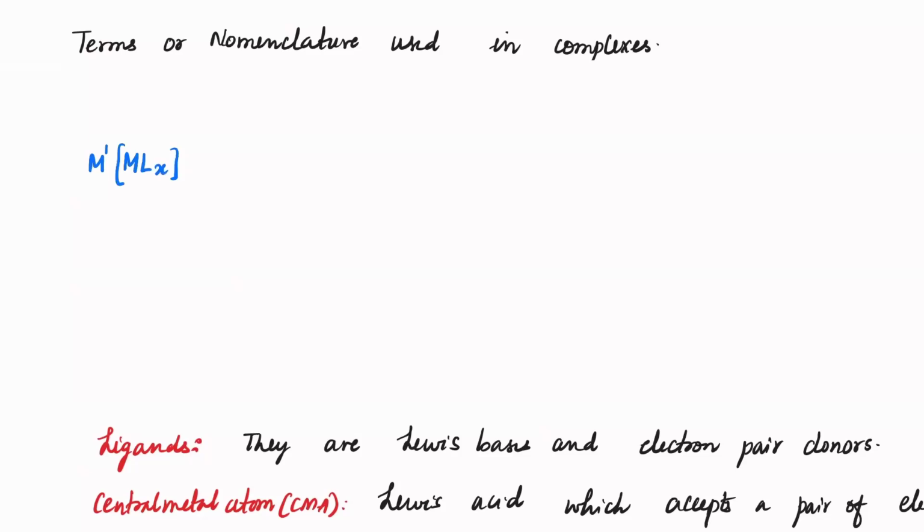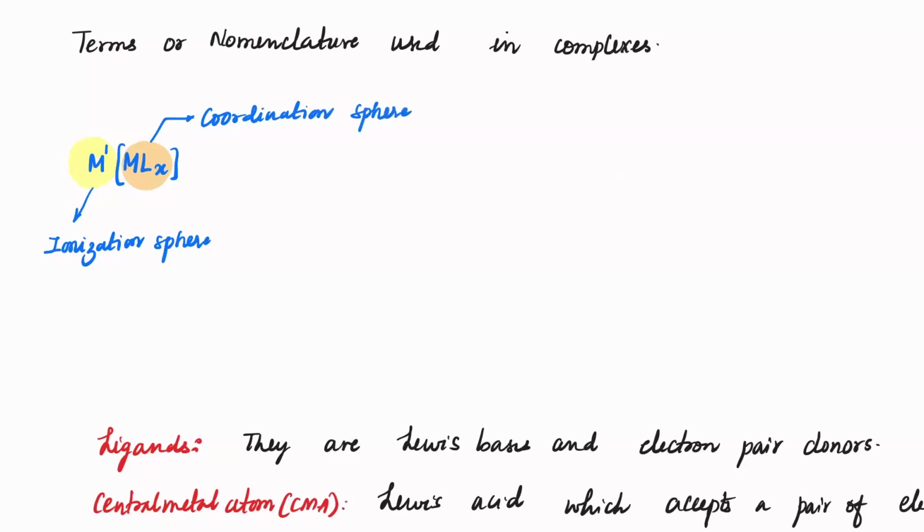This has been divided into two parts. The outside part is called the ionic sphere. The inside part is called the complex sphere. These are the two terms that have been used. So this is the ionization sphere, ionization sphere, and this part is the coordination sphere, coordination sphere.